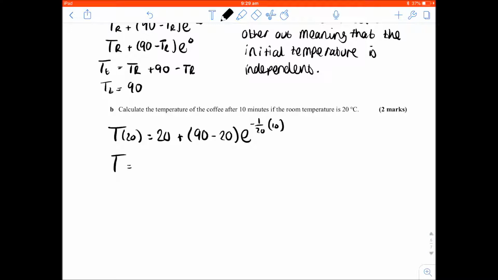So this is T is equal to 20 add 70 e to the minus a half, and just putting that into our calculators gives us T is equal to 62.5 degrees centigrade, and that's our final answer.